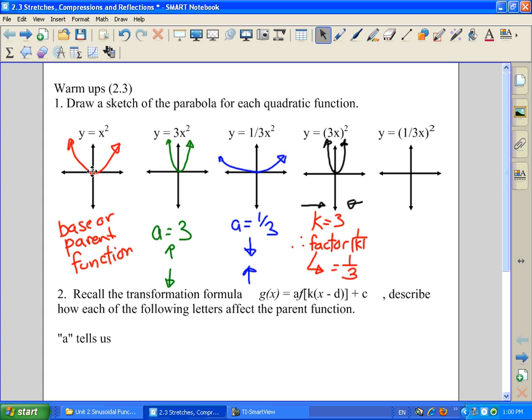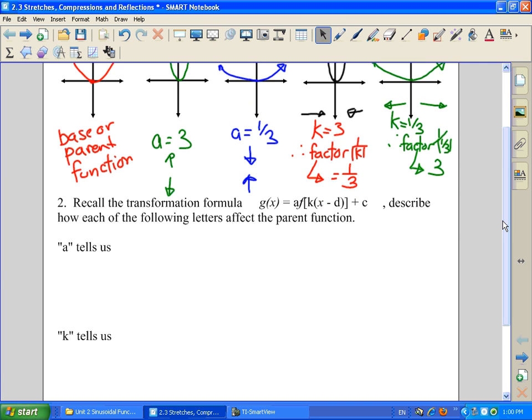Lastly, we have K equals 1/3, which means if you put it into the factor of 1 over 1/3, you flip that, ladies and gentlemen, which equals a factor of 3. So by doing so, what we're actually doing is pushing it away in the horizontal direction, and we're making it flatter. So hopefully you recognize the transformation formula from grade 10, same as last day when we did warm-ups. But today, we're going to take a look at the A and the K.